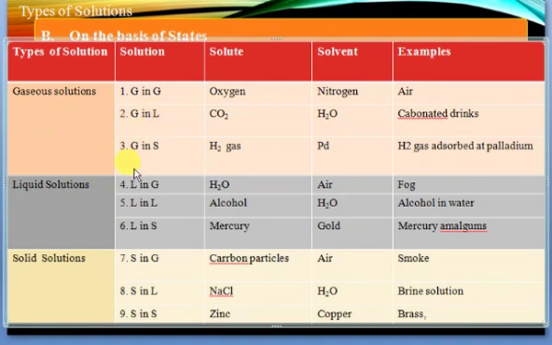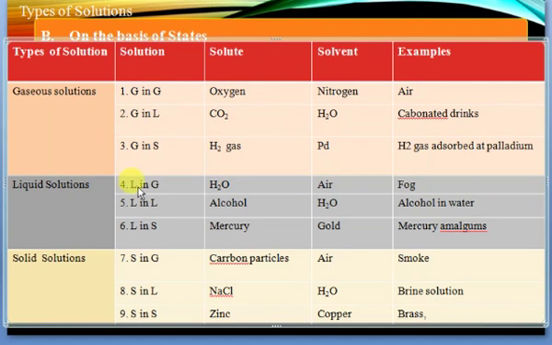The third type of solution is gas and solid. Here H2 gas, which is hydrogen gas, is adsorbed at the surface of palladium or other metals such as platinum or nickel. This process usually occurs where hydrogenation of oil and ghee takes place in industries. So H2 gas adsorbed at palladium is the example of gas and solid solution.